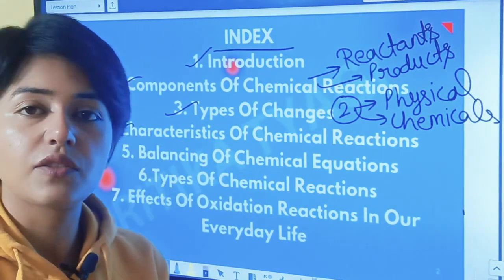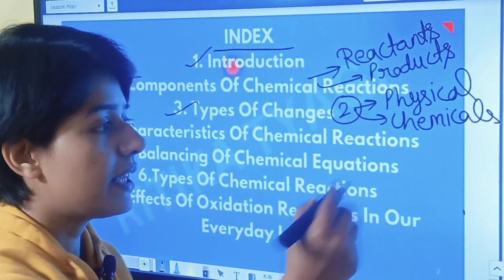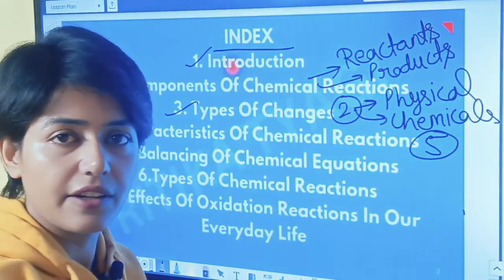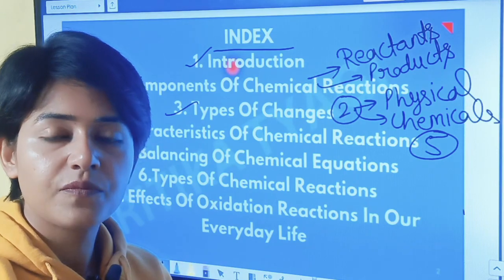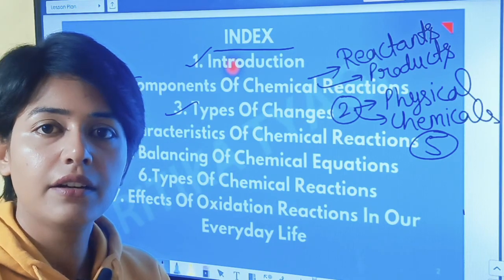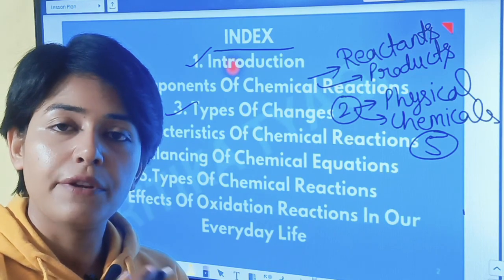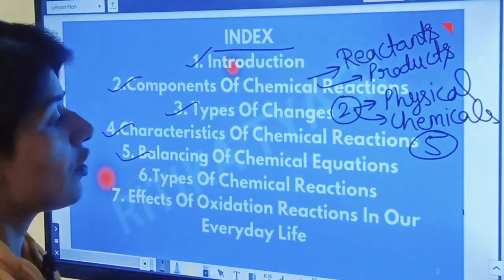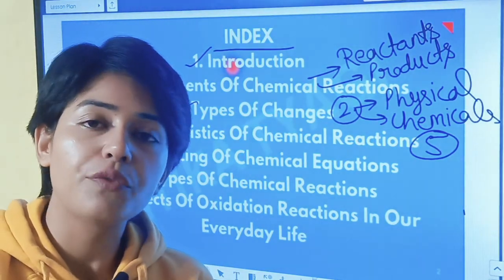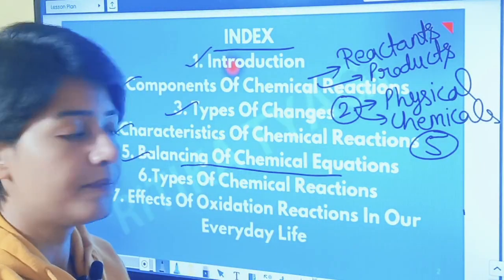Next, characteristics of chemical reactions. How do we characterize that a chemical reaction takes place? There are mainly 5 indicators for this. The very first is evolution of gas. Second, formation of precipitate. Third, change in color. Fourth, change in state. And fifth, change in temperature. Next, balancing of chemical equations. How do we balance and unbalance chemical equations? We are discussing in this.